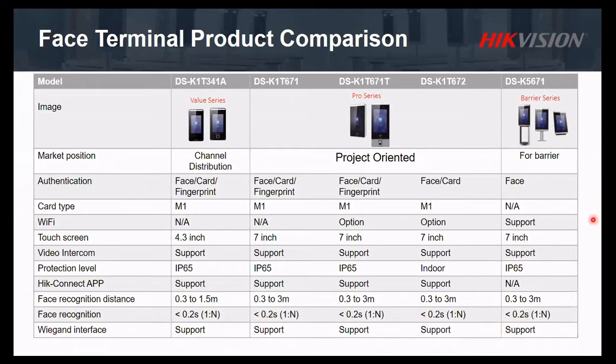Now, the swing gate barrier, it's mainly meant for swing gate barriers, but like I said, you can also use it for third-party turnstiles and so forth. They only do facial recognition. There's no card supported in this because our swing gate barrier already has a card reader built in. Does support Wi-Fi. It's a 7-inch touchscreen. It supports video intercom function, IP65. There's no HikConnect for this because it's a little bit more specialized, but the rest is all the same. Okay, so now that you've got a better idea of what they are, let's carry on to the next page.